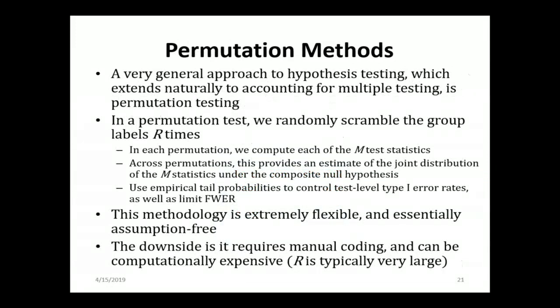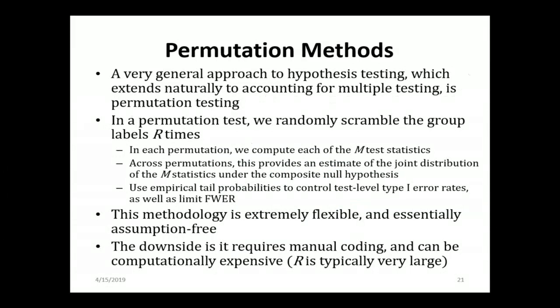The last thing I'll talk about with the family-wise error rate methods is permutation methods. There's a very general way of doing hypothesis testing that extends in a natural way to dealing with multiple testing, and that's called permutation methods. The way a permutation test works is you take your groups, so in our example, cancer versus non-cancer, and you just scramble the labels. So you just randomly shuffle them. The reason you can do this is because under the null hypothesis, there's no group difference. So when you shuffle the labels, you're eliminating whatever group difference there appears to be and getting a sense of what the data would look like under the null hypothesis. And you do this a large number of times, call it R times.